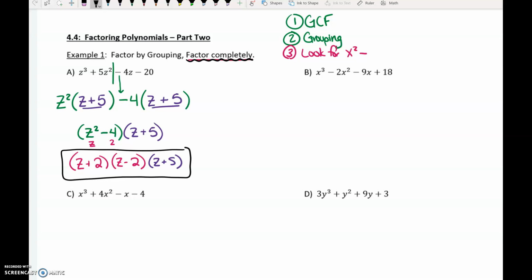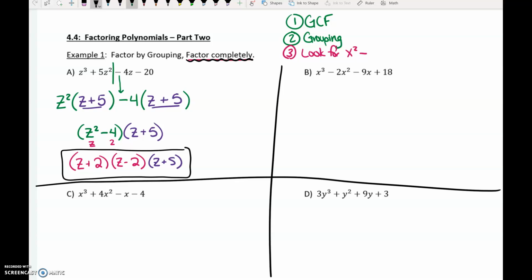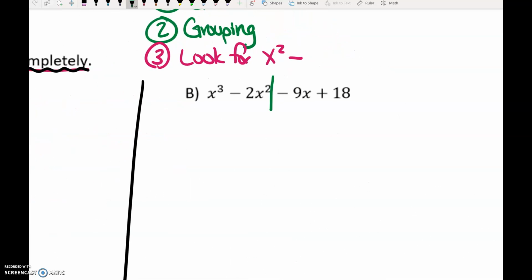Okay, let's do one more together, and then I'll have you try one on your own. In example B, the 4 terms do not have anything in common because the first term doesn't have a coefficient and the last term doesn't have a variable. So we're going to split this after the second term. What do x cubed and negative 2x squared have in common? X squared. X cubed, take x squared out, we've got x left over. Negative 2x squared, take the x squared out, we're left with negative 2.